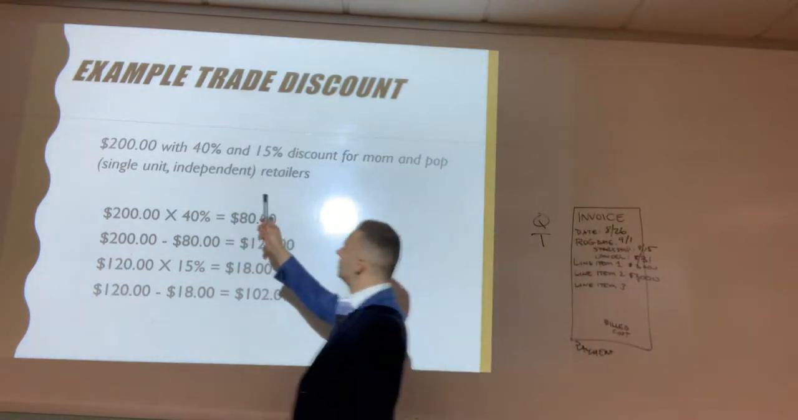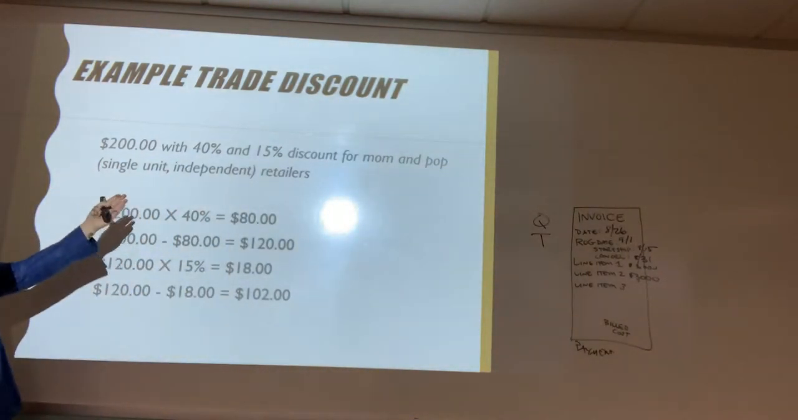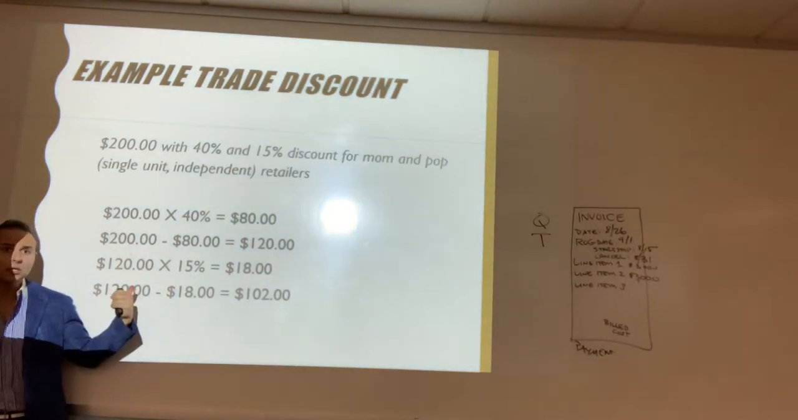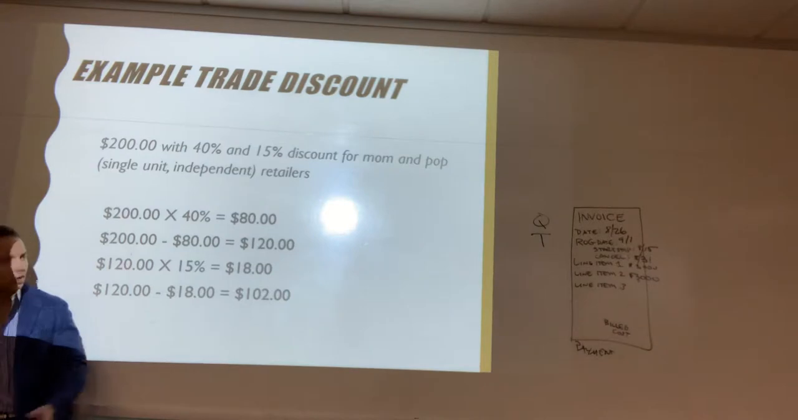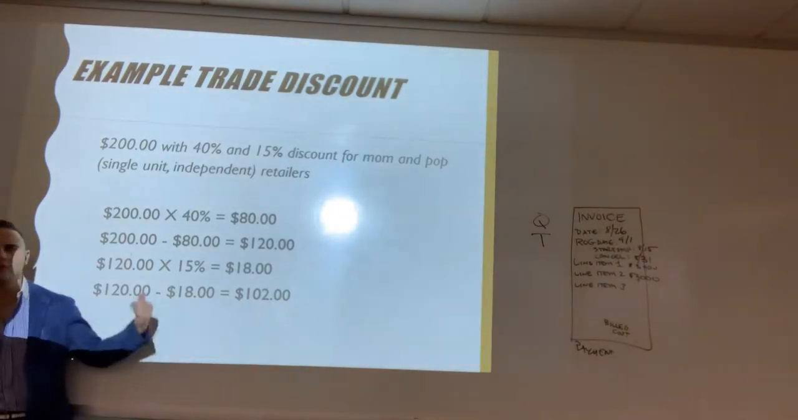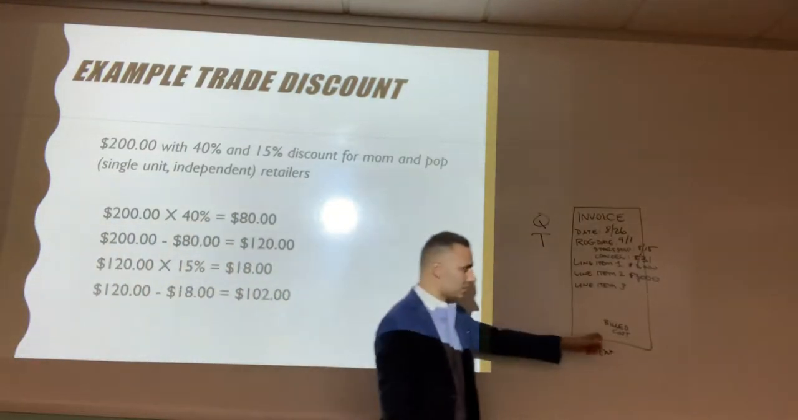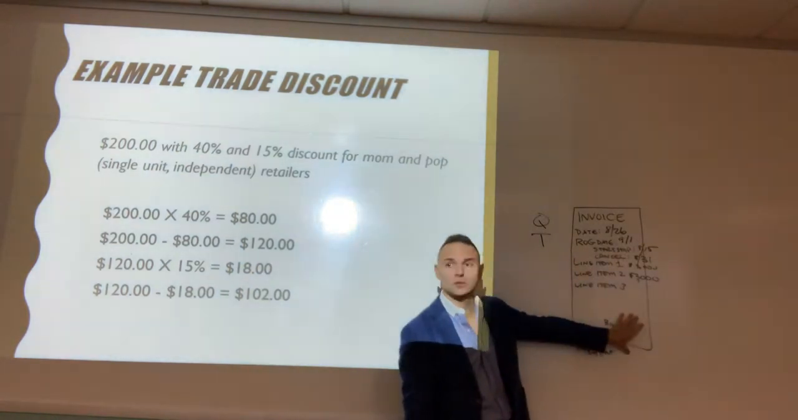So here is 40 and 15. Right? So this wholesaler offers 40 and 15% discount for mom and pop. Is that 55% off? No. It is 40 and 15. We do them separately. Okay? Where does this discount get taken off of? Look at the invoice. Where do I take the 40 and the 15 off? Build cost, yes. With me on this one? Not off of an individual purchase that I made, off of the total bill, okay?